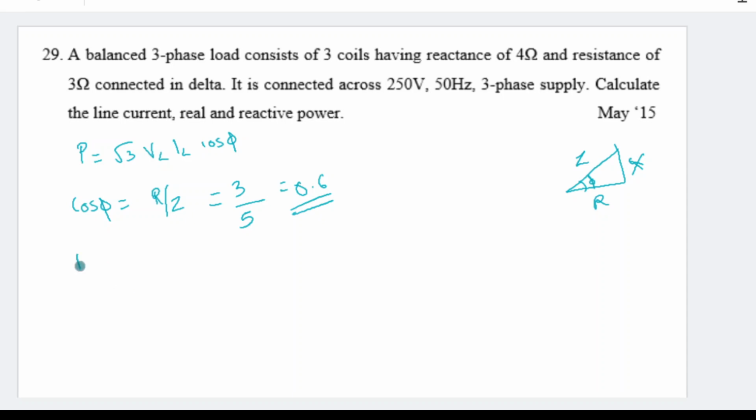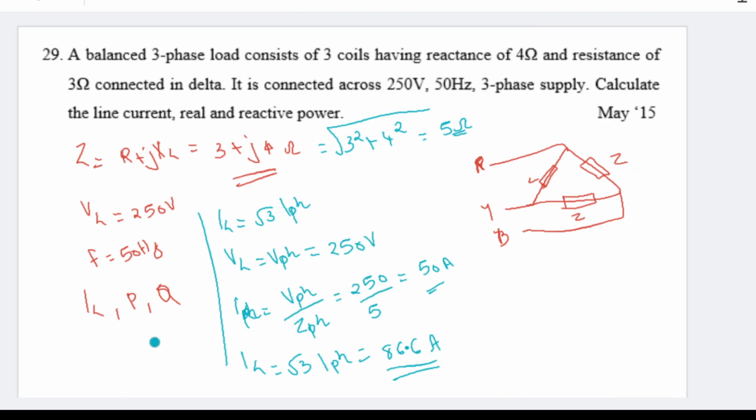So what will be the real power? Real power is equal to root 3 into VL, which is 250, into IL. IL value was 86.6.